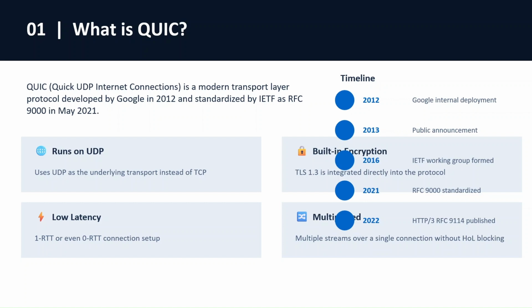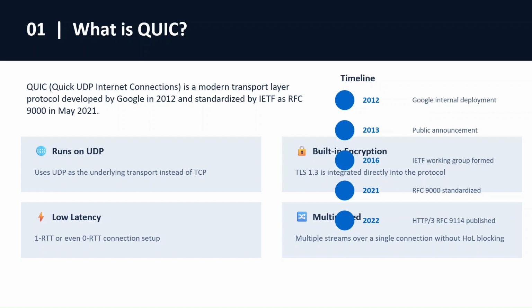QUIC has four defining characteristics. First, it runs over UDP. Second, it has built-in TLS 1.3 for encryption. We cannot use QUIC without encryption. Third, it achieves very low latency through a one RTT or zero RTT connection setup, which I'll show you when we go on to Wireshark. This is the timeline which I have shown here.